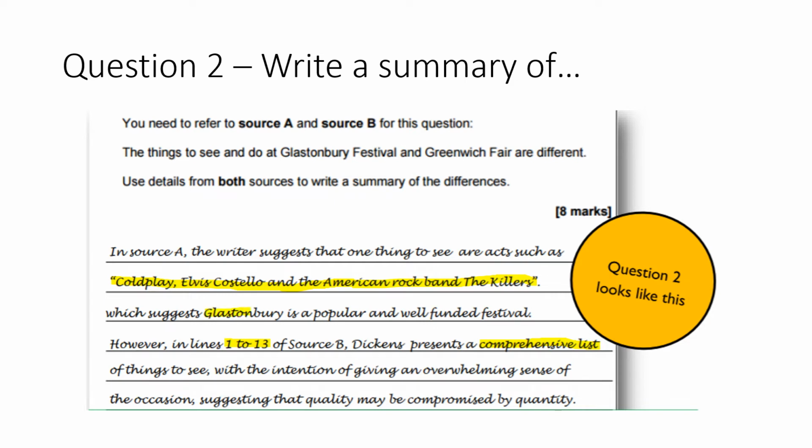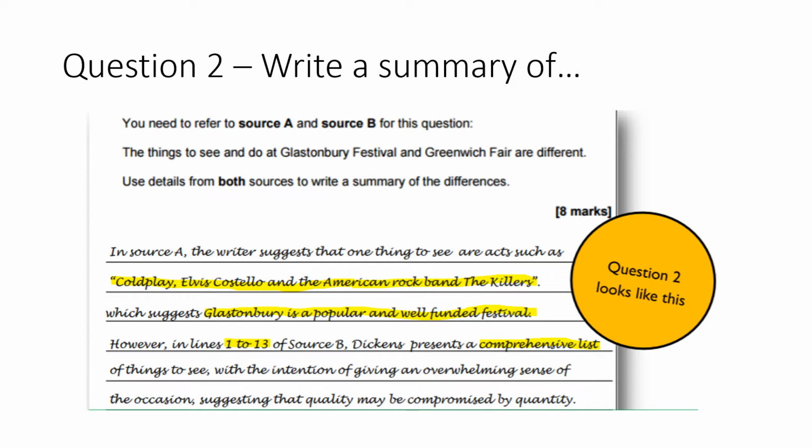Okay, so what you can see there is they are using implicit information. It suggests that Glastonbury is a popular and well-funded festival. Now, it doesn't specifically and explicitly state that. However, because they've got these 3 huge headlining acts, you can assume Coldplay are a popular band, The Killers are a popular band, and Elvis Costello was a popular singer. Okay, you can infer. Remember, inference is reading between the lines and coming up with your own ideas, that Glastonbury is popular and well-funded.